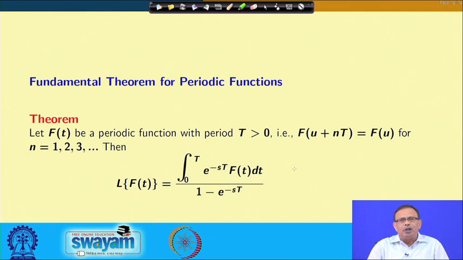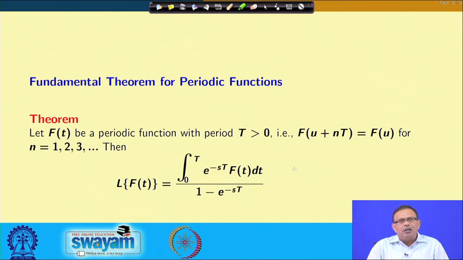Now, the fundamental theorem on periodic functions. If there is a periodic function, what would be the Laplace transform? For that, a generalized theorem has been made. Suppose f(t) is a periodic function with period T greater than 0, so that f(u + nT) equals f(u), where n can take values 1, 2, 3, etc. So I am assuming a function f(t) which has period T, and f(u + nT) equals f(u) ensures that the function is periodic with period T.